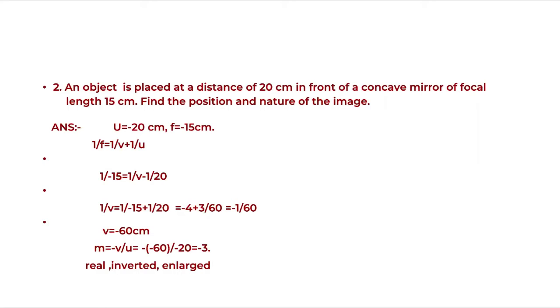An object is placed at a distance of 20 centimeter in front of a concave mirror of focal length 15 centimeter. Find the position and nature of the image. u here is minus 20 centimeter. Focal length is minus 15 centimeter. So 1 by f is equal to 1 by v plus 1 by u. Substitute, you get v to be minus 60.